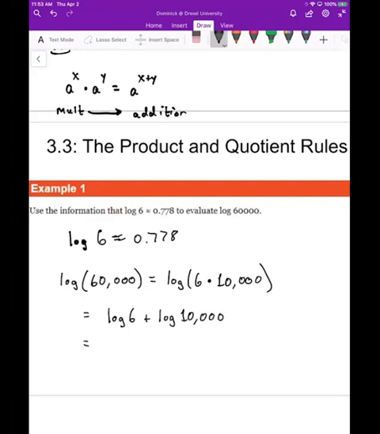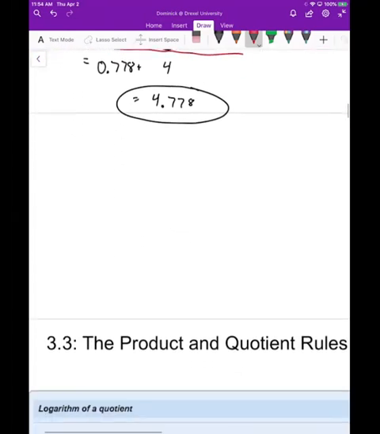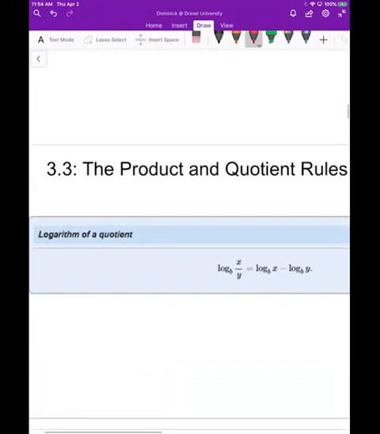Well, we know that log of 6 from the given information is approximately 0.778. And for a common log of a power of 10, we're essentially just counting the number of zeros. So this whole thing here would become a 4, because you can think of 10,000 as 10 to the 4th. So that tells us this is going to be 4.778. All right, but the idea is that if you have a product of two numbers, we can break that into the addition of the two separate logarithms. Okay, so that's the product rule, and we'll do a little bit more with this in just a moment.